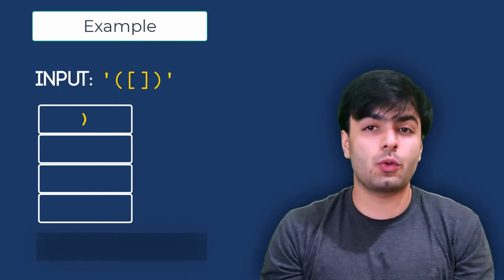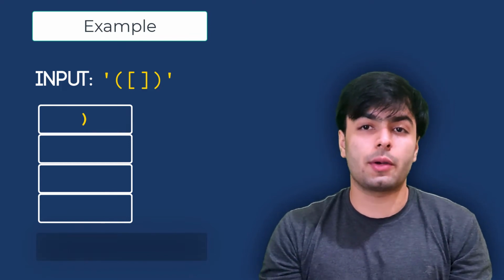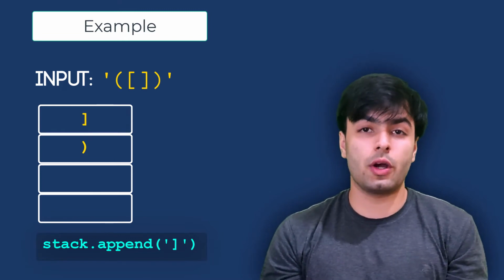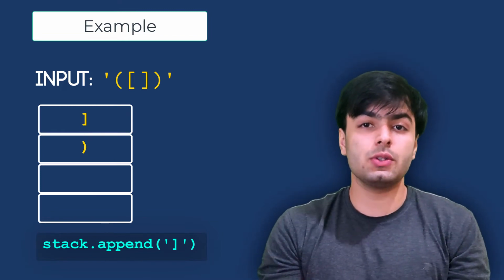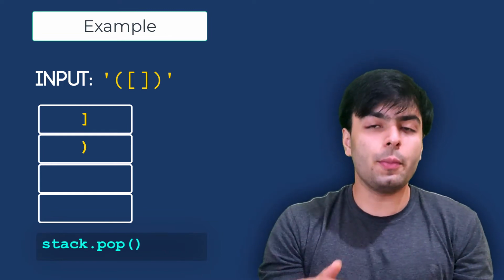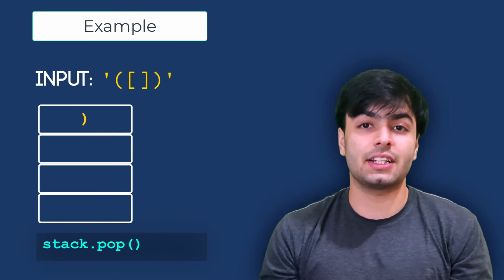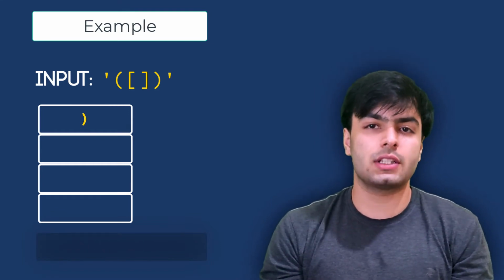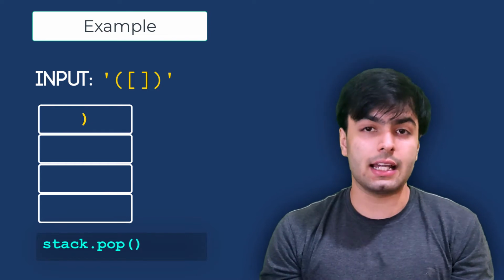Again, this is an open square bracket, so we would add a closed square bracket to the top of our stack. The third character is a closed square bracket, and now we check with our stack to see if it matches the top item, and yes it does, so we can pop this element. The last character is a closed curved bracket, which also matches the top item of our stack, so we can pop it off our stack.